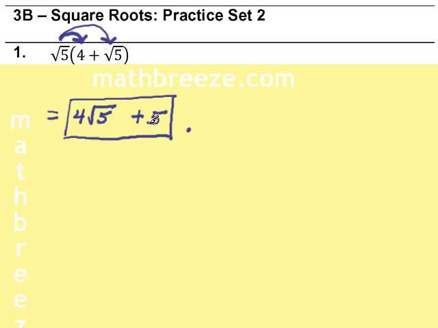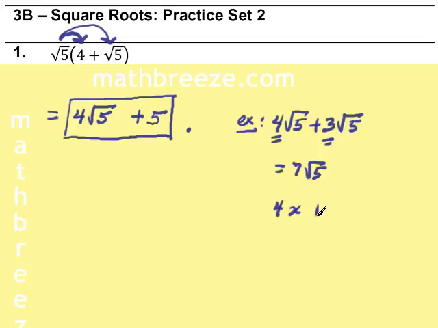We can't combine these because they're not like terms. Like terms would have to have the same radical. All right, so just as a little example, we'll be seeing this later. If we had 4 square root 5 plus 3 square root 5, then we would just combine the coefficients in front to get 7 square root 5. Just like if we had 4x plus 3x, we add the coefficients to get 7x.